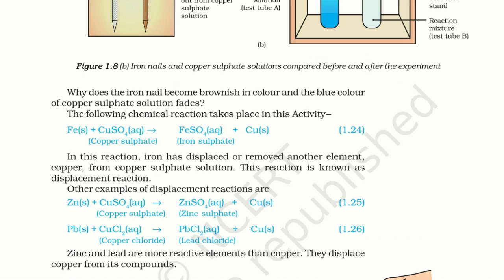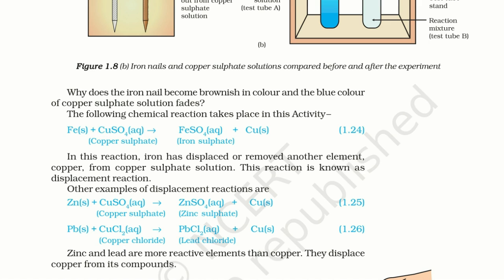Let's see some more examples of displacement reactions. Zinc, when reacted in copper sulfate solution, becomes zinc sulfate and copper is released. In the same manner, lead, when reacted with copper chloride solution, becomes lead chloride and copper is released. Here in all the three reactions, iron, zinc and lead, all the three metals are more reactive than copper.